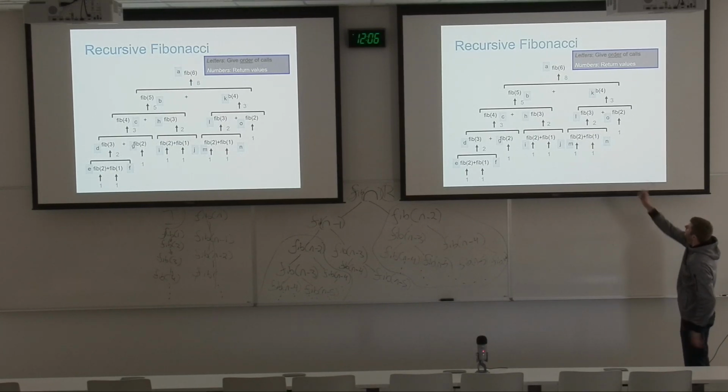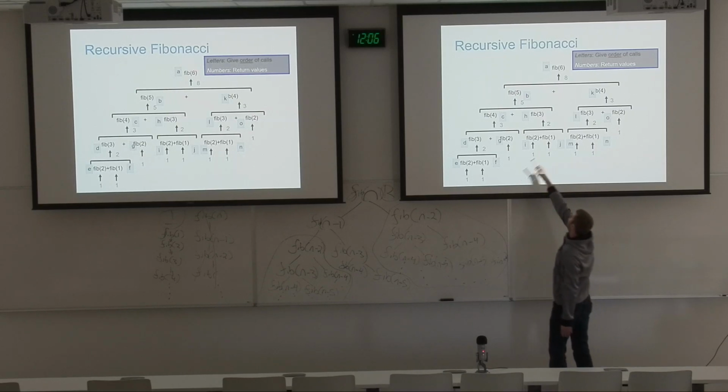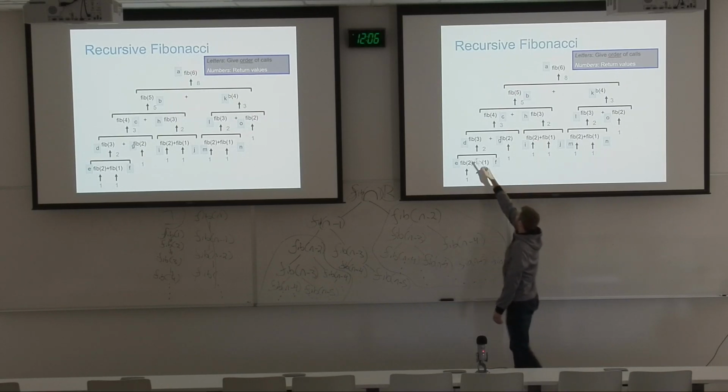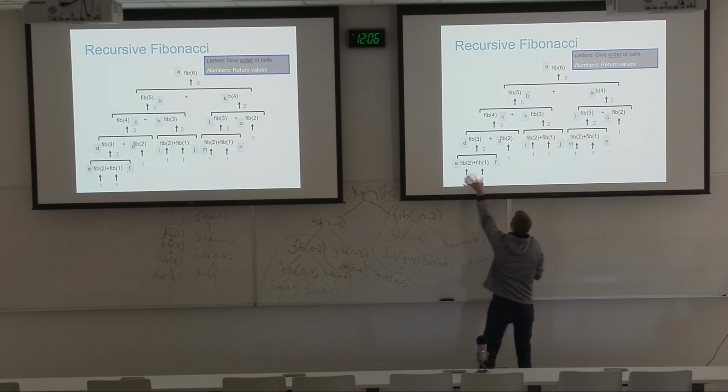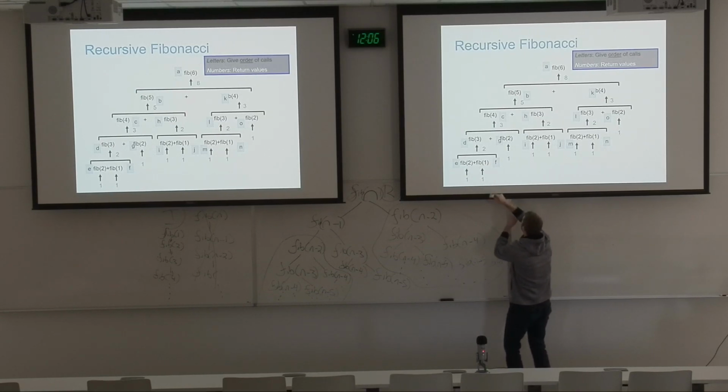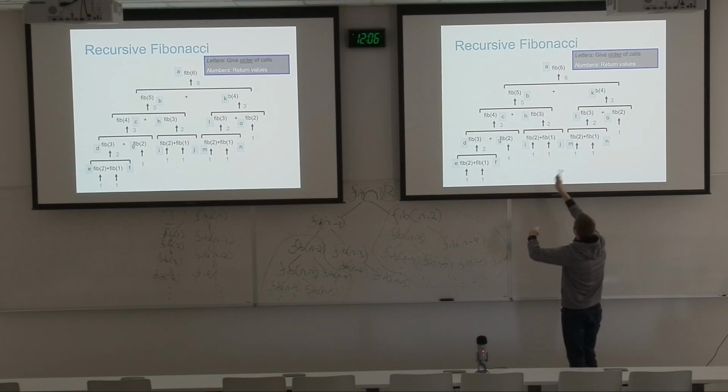Well, we need to know fib of 5, fib of 4. But then in order to know fib of 5, you need to know fib of 4 and fib of 3. In order to know fib of 4, you need 3 and 2. And then here you need 2 and 1. Well, there's a base case. You can work back up. But then fib of 2, well, that's another base case. Work back up and so on.